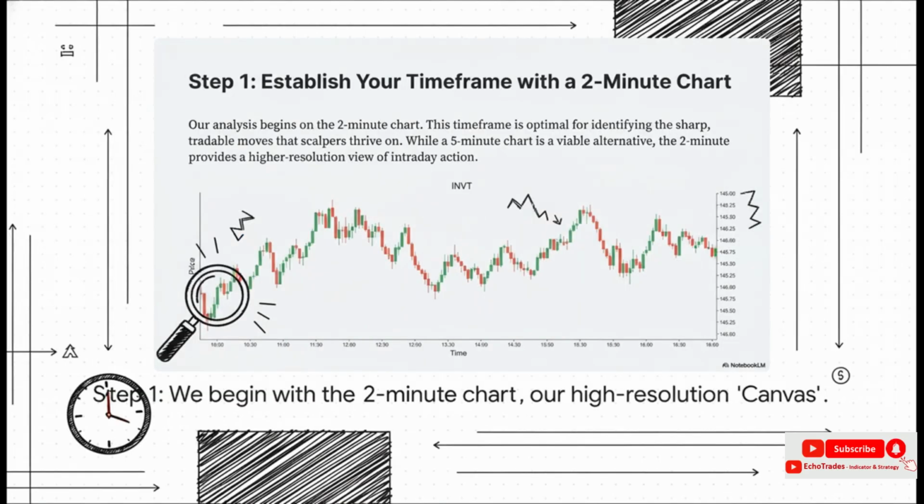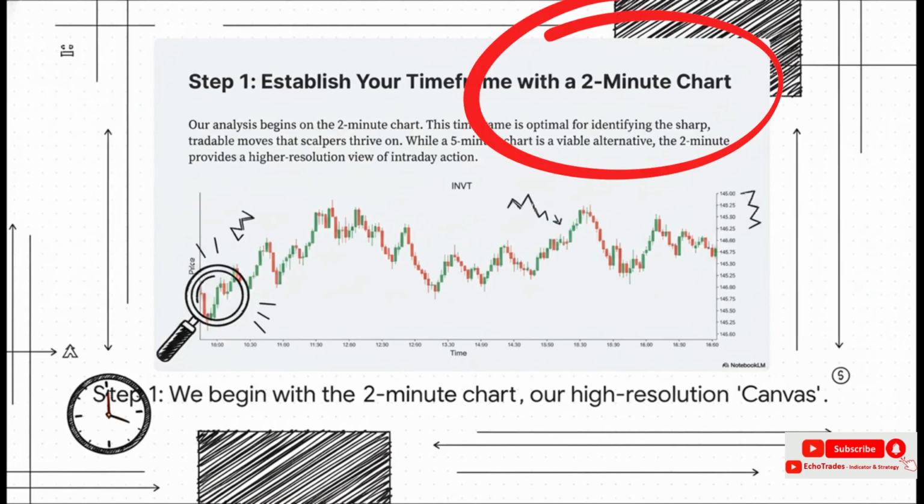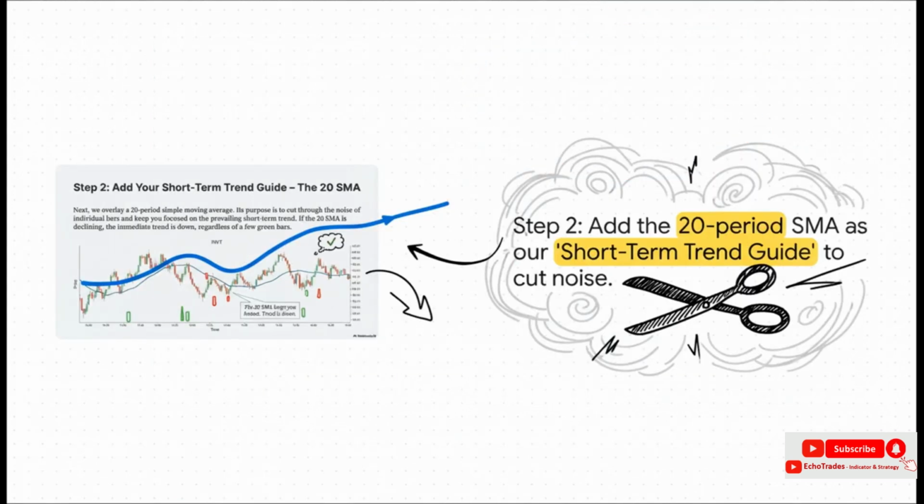Okay, step 1. The foundation, our canvas, is the 2-minute chart. Now, why 2 minutes? Because it gives us this perfect, high-resolution picture we need to spot those sharp, powerful moves that scalpers live for. Yeah, a 5-minute chart can work, but the 2-minute, it just gives us that extra bit of clarity.